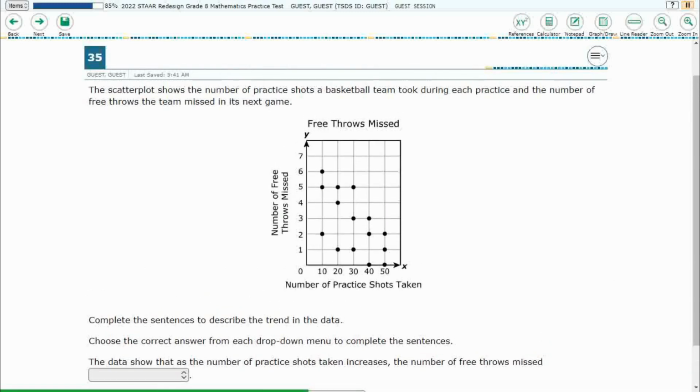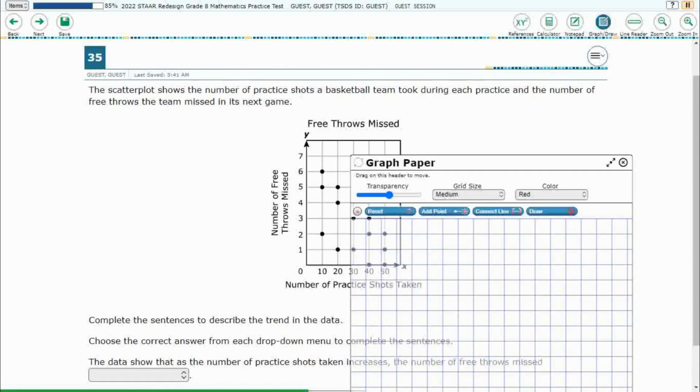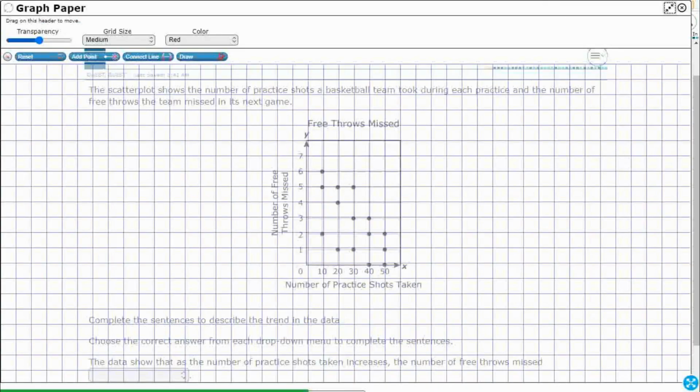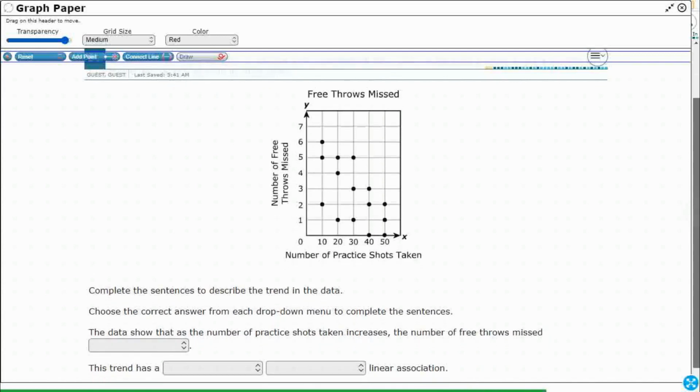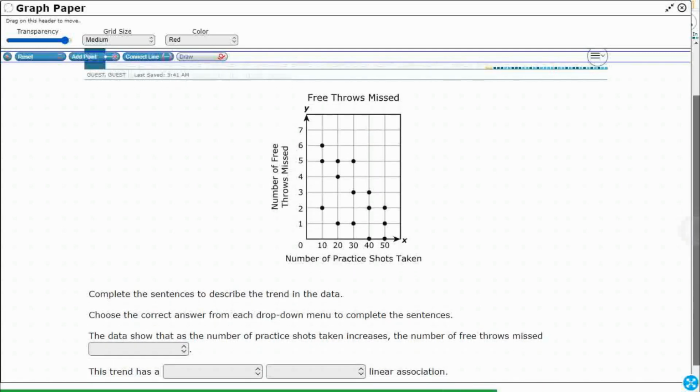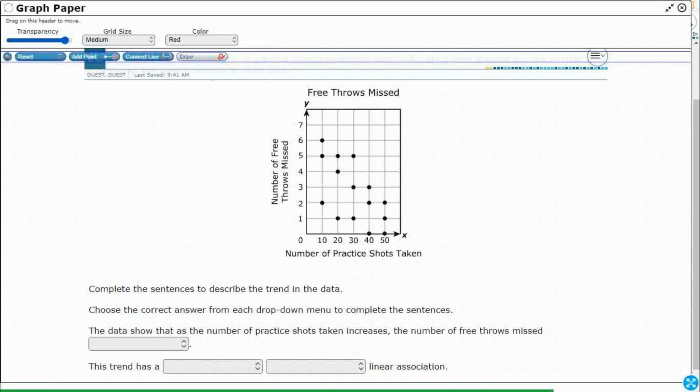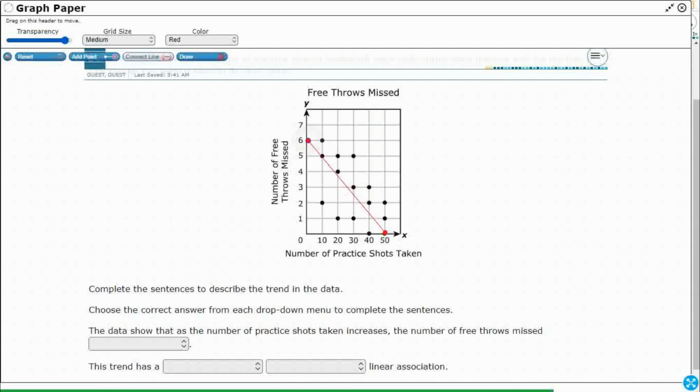So let's take a look at what we're dealing with here. So we've got a scatter plot. So let's open this up so we can draw on our scatter plot. See what we notice here. It shows the number of practice shots the basketball team took during each practice, and the number of free throws missed during its next game. All right, so scatter plots is a form of showing data, and as you can see, typically we're looking at a trend line, right? So if I were to draw a trend line right here, let's use the connect line feature. I'm thinking maybe kind of like this. That's kind of a trend line.